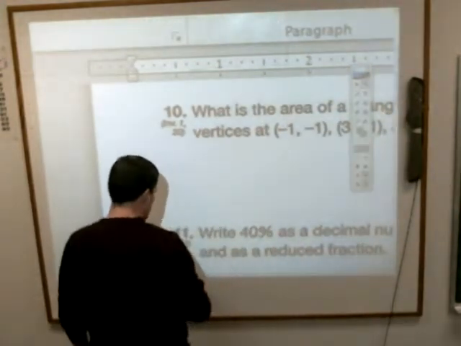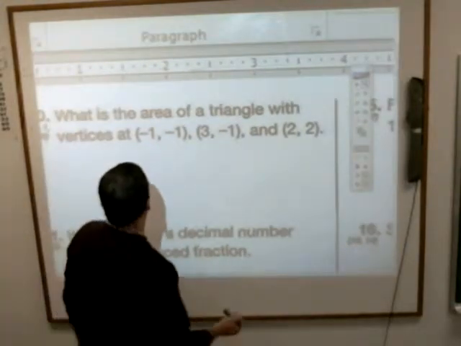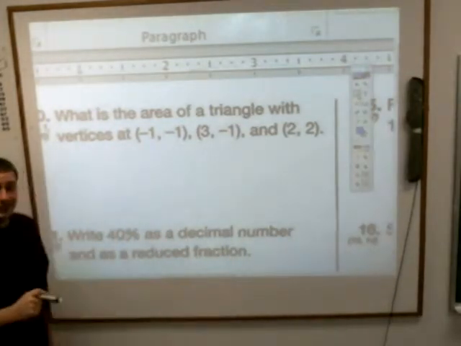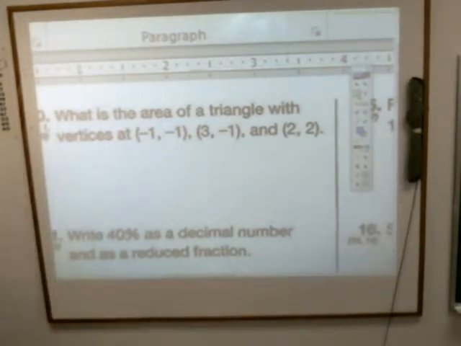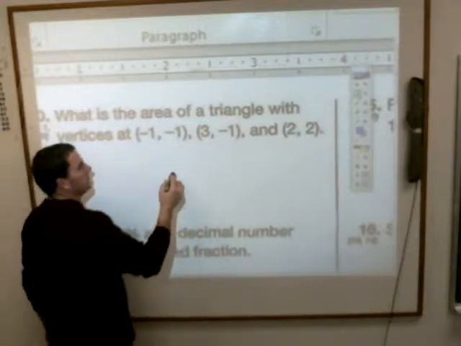Number 10 says, what is the area of a triangle with vertices of 1, -1, and so on. And again, you are given a piece of test paper that has squares on it. Use that to do your coordinate system. I'm just going to do it here because, well, I'm just that good.